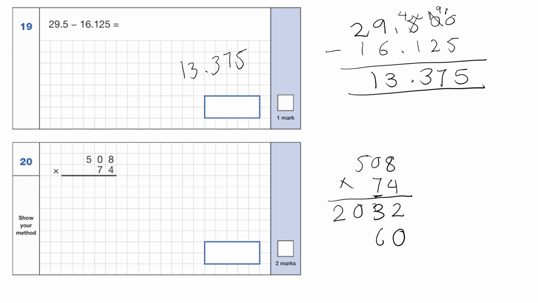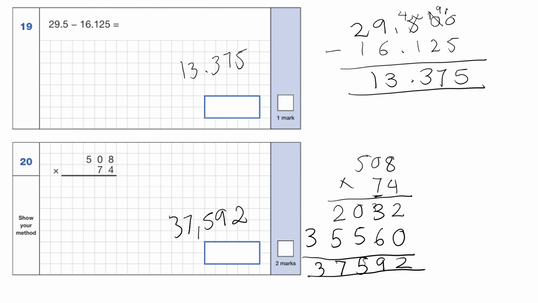7 times 8 is 56. 0 times 7 is 0. Again, we've got an extra 5. 5 times 7 is 35, like this. And then we just add them up. 37,592.